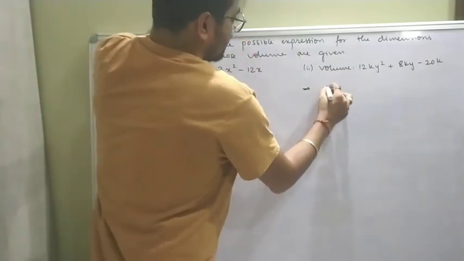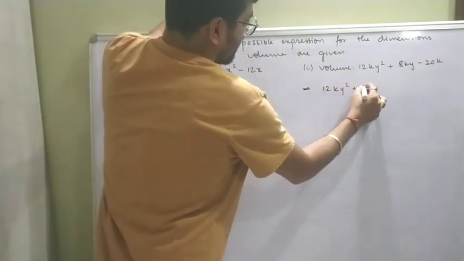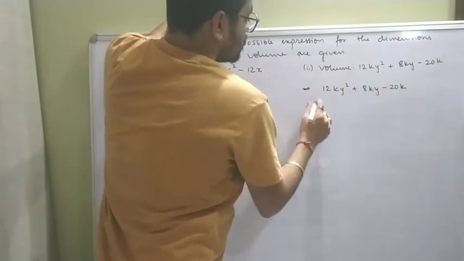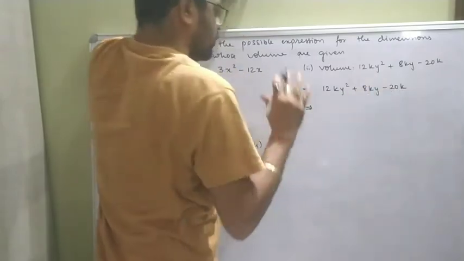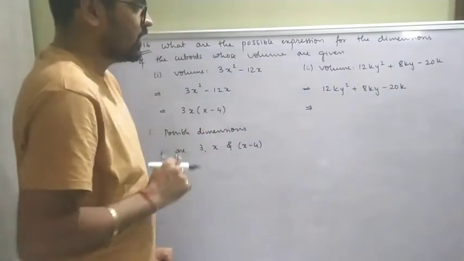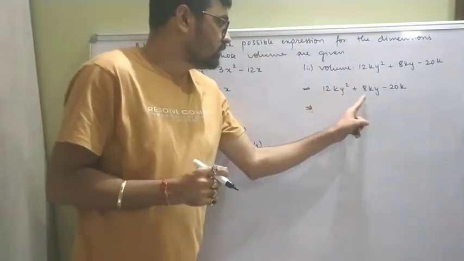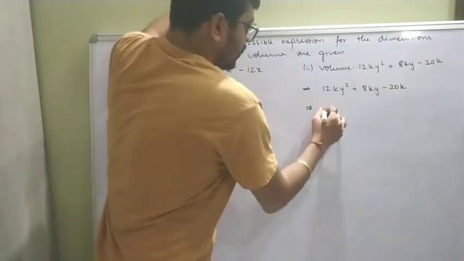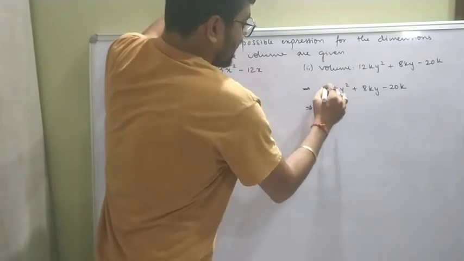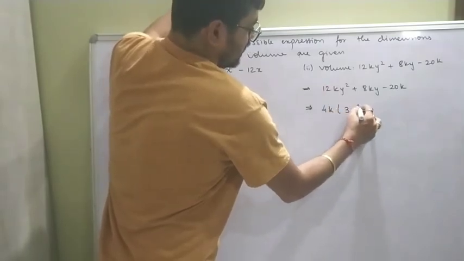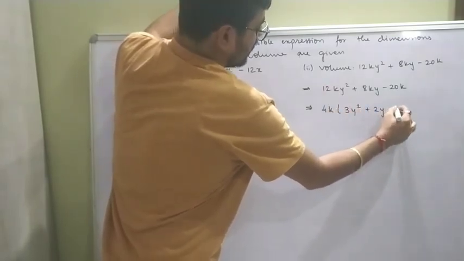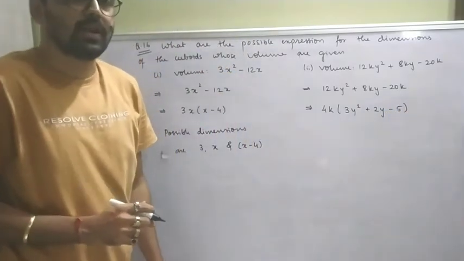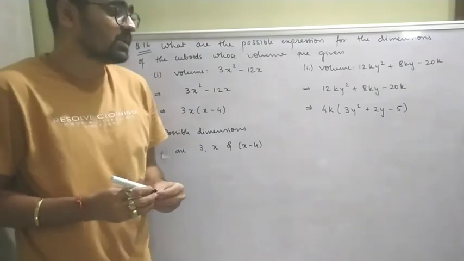Simply let me start like this. 12ky square plus 8ky minus 20k. So observe all of them having k. तो k तो मैं common निकाल लूंगा. But along with that, observe all of them are multiples of 4. Means a product of 4. So I took 4k common. I am left with here 3y square plus 2y minus 5.